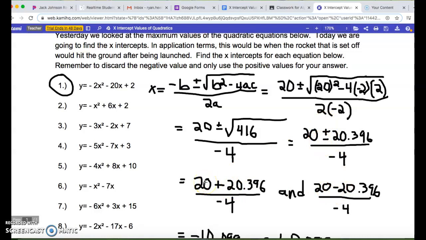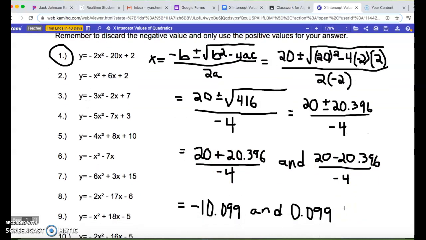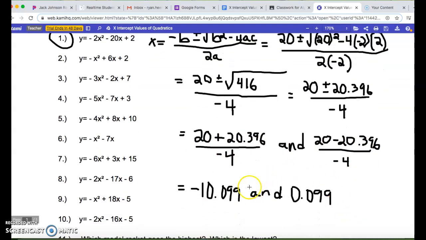So what you're going to do is add these up and divide by negative 4. Subtract these and divide by negative 4. You'll get your two solutions, which are negative 10.099 for the left side, and for the right, 0.099.